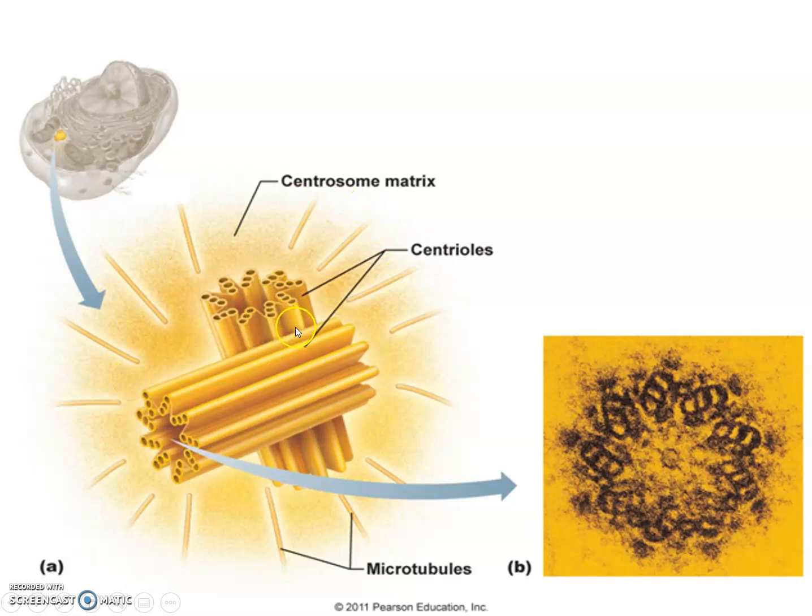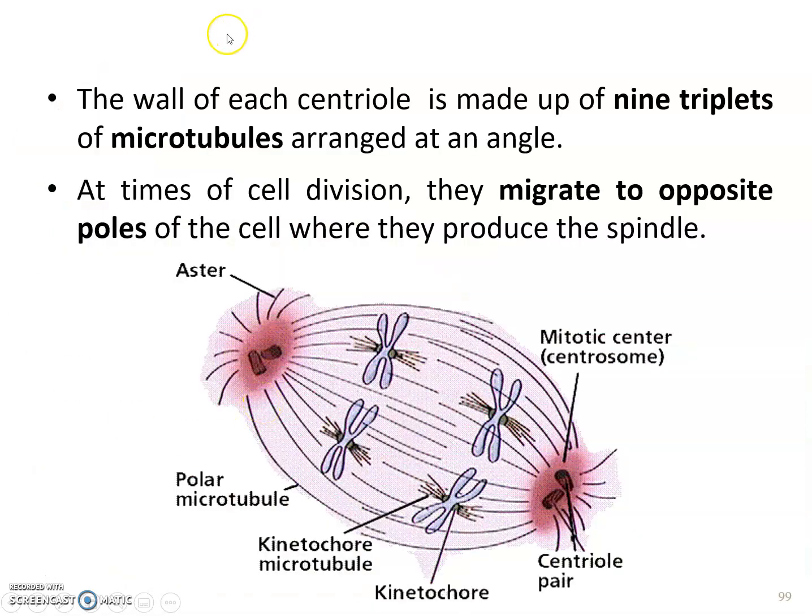For animal cells, you have centrioles. But for plant cells, they only have the centrosome without the centriole. So the wall of each centriole is made up of 9 triplets of microtubules arranged at an angle.